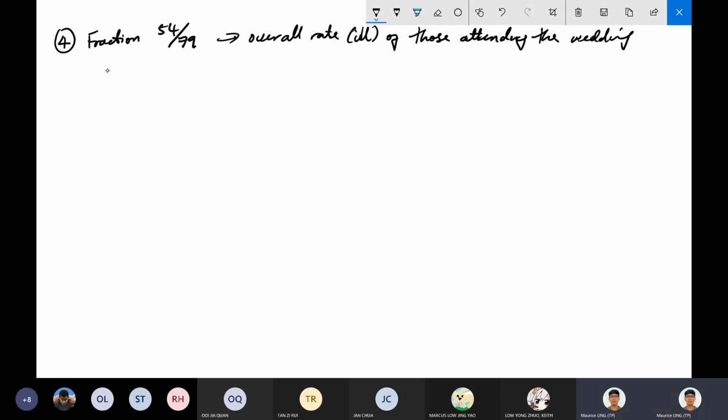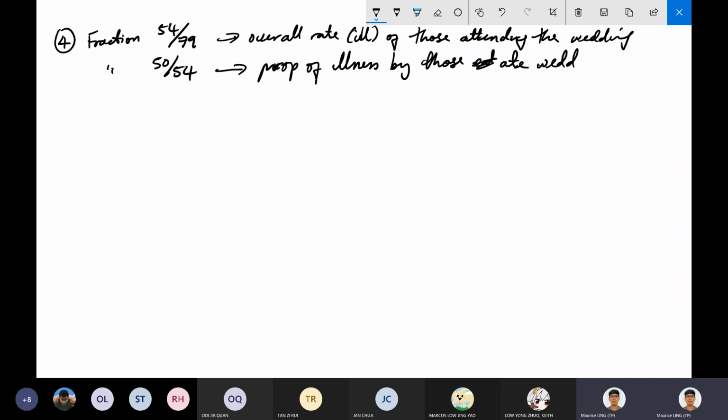Okay. How about 50 over 54? Correct. Proportion of illness by those that ate the wedding cake. Okay, how about 50/53? Yes, the food specific attack rate, whichever that even means.